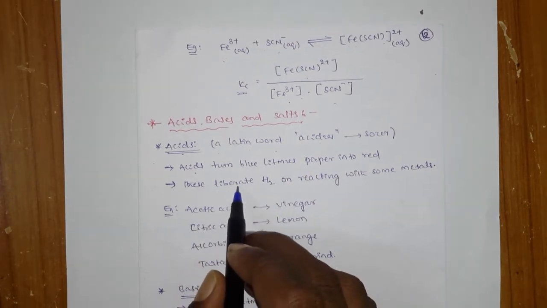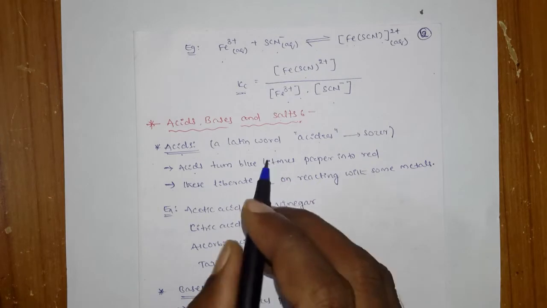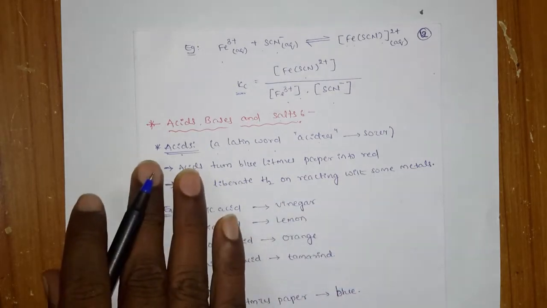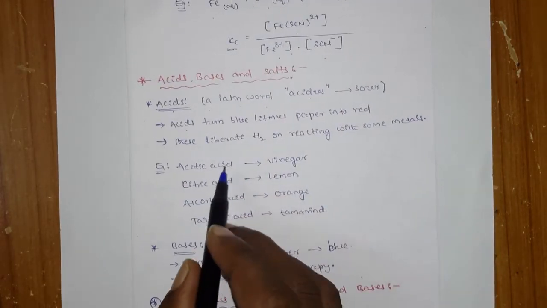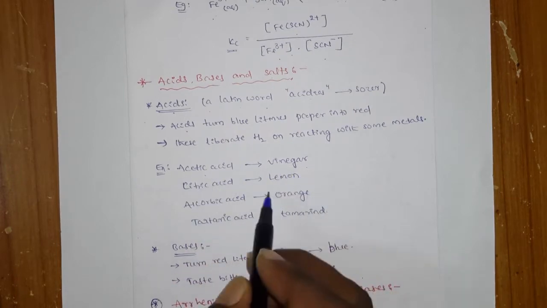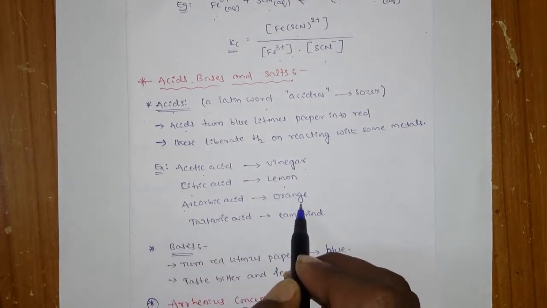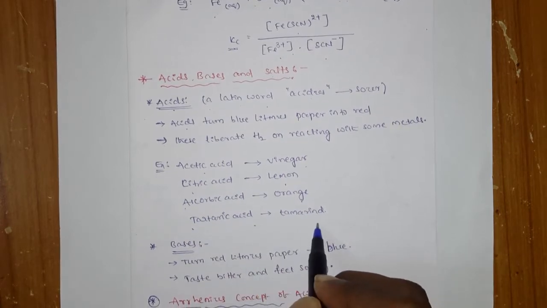Acids liberate hydrogen gas on reacting with more electropositive metals, like first group and second group elements such as sodium, potassium, magnesium, calcium. When reacted with such electropositive metals, they liberate hydrogen gas. A few examples: acetic acid is there in vinegar, citric acid is available in lemons, ascorbic acid, that is vitamin C, is available in oranges, and tartaric acid is available in tamarind.